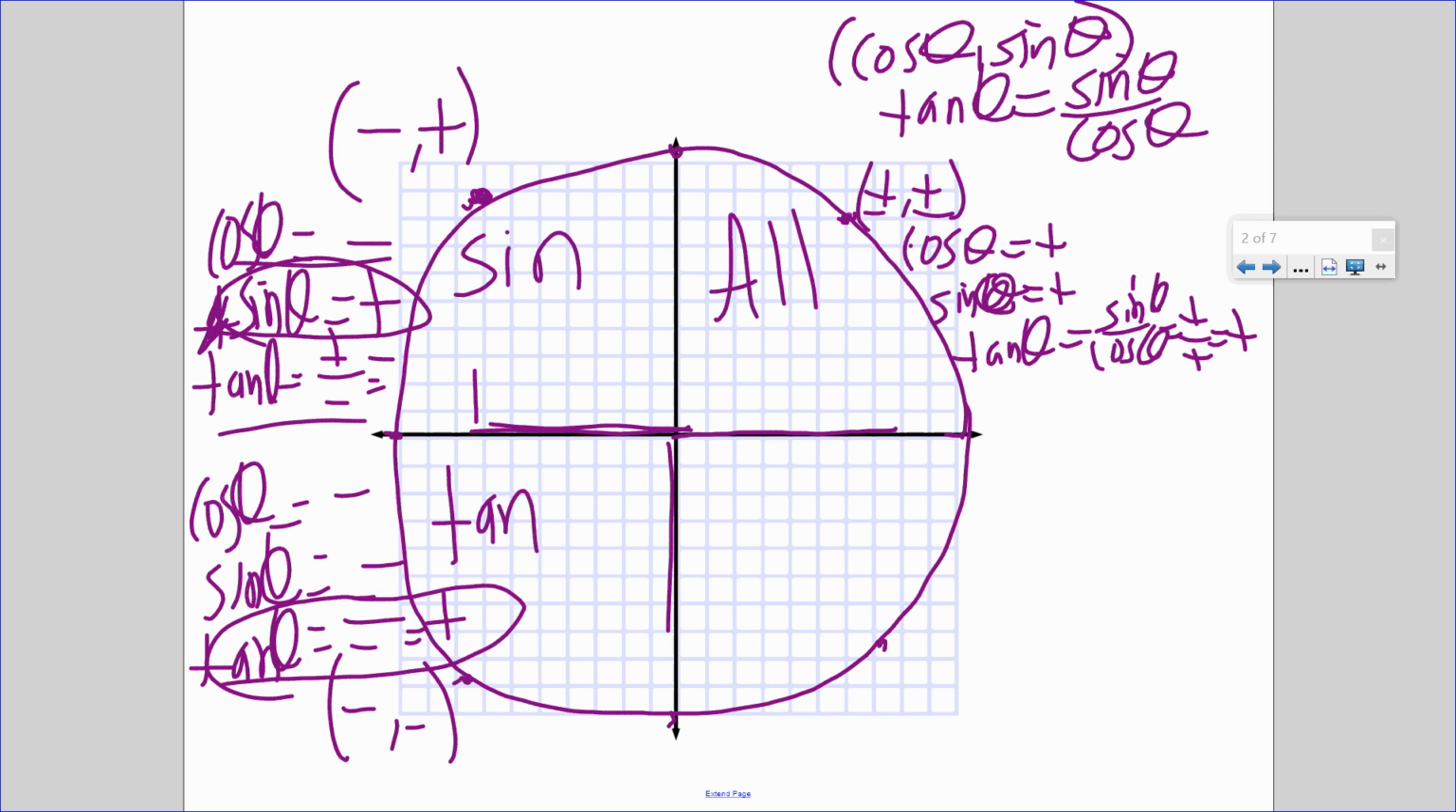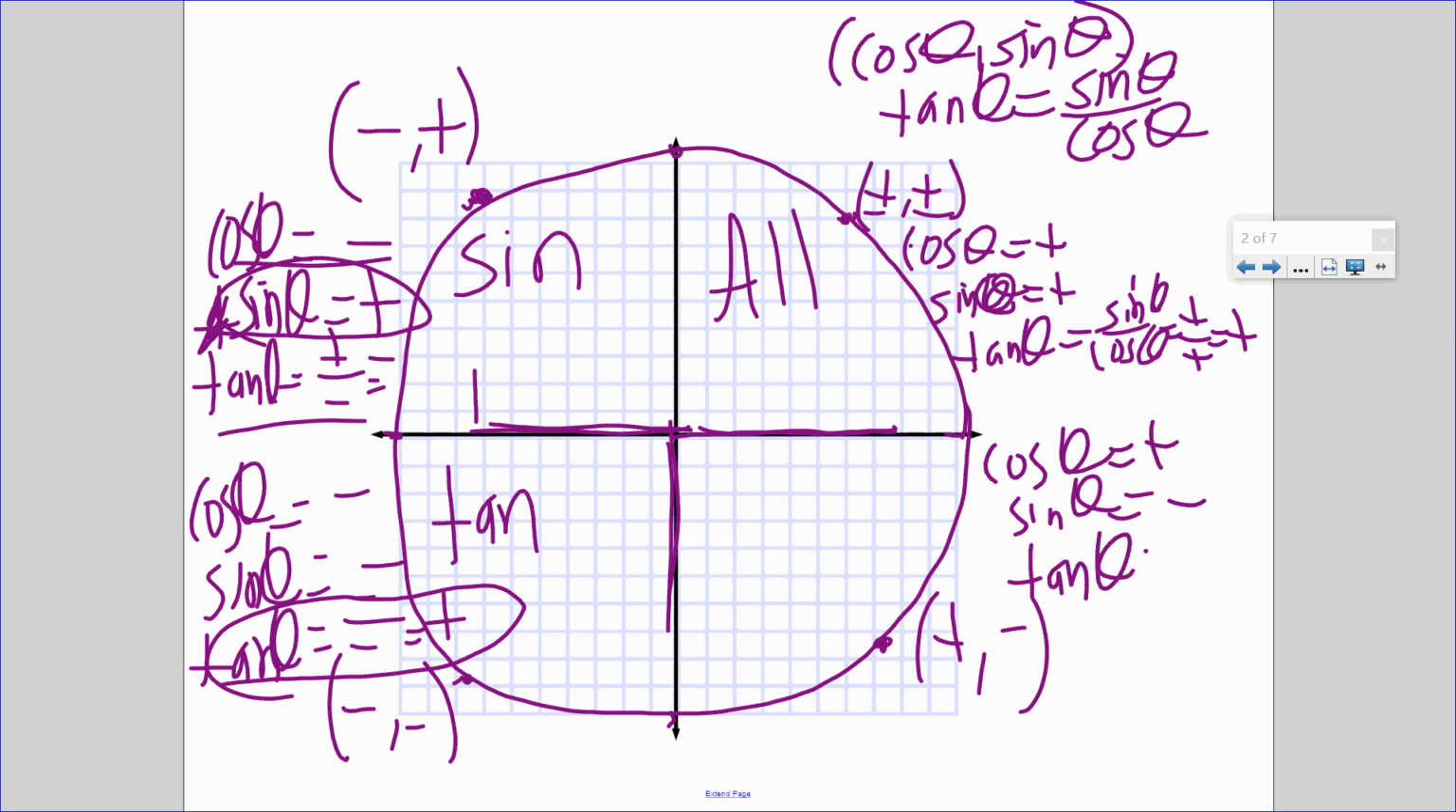And finally, in Quadrant 4, well, the x-coordinate is positive. The y-coordinate is negative. So that means that cosine, the x value, is positive. The y value, sine, is negative. Tangent, again, is sine over cos, which is negative over a positive, which is negative. In this quadrant, only cosine is positive.